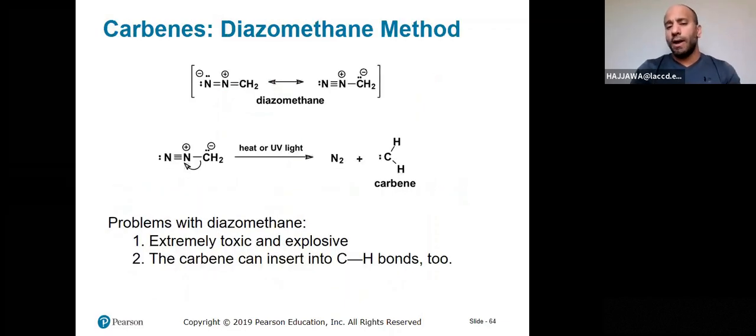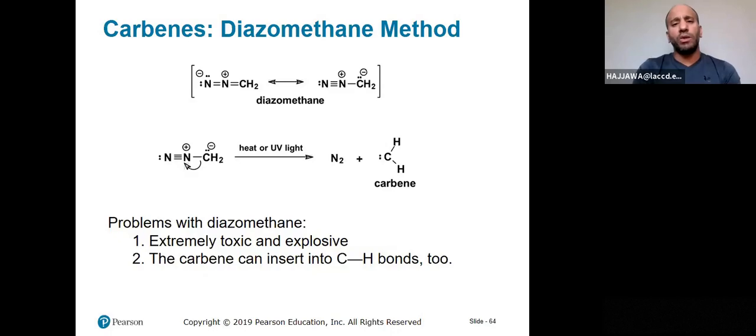There is, of course, a drawback for the diazomethane method. It's extremely toxic and explosive, and the carbene can actually insert into the C-H bond, so it's not a regioselective method. It does give you the alkene-carbene reaction as the major outcome, but you cannot prevent the side product that may end up being formed because of the C-H bond reacting with the carbene.